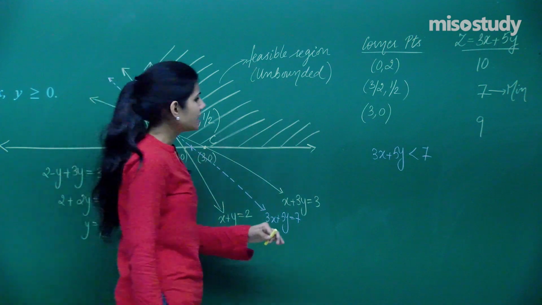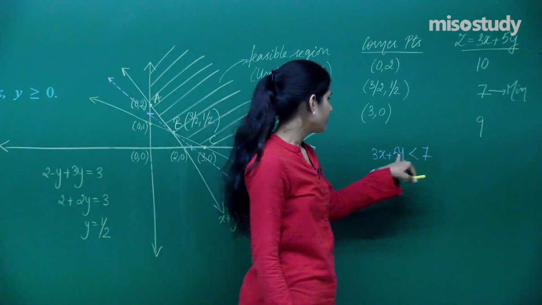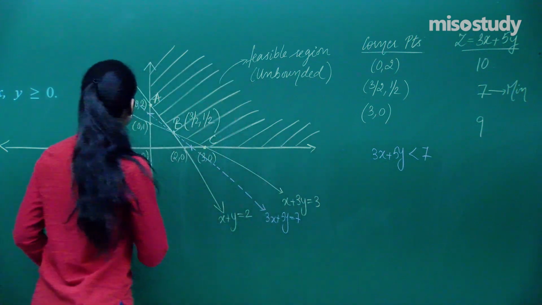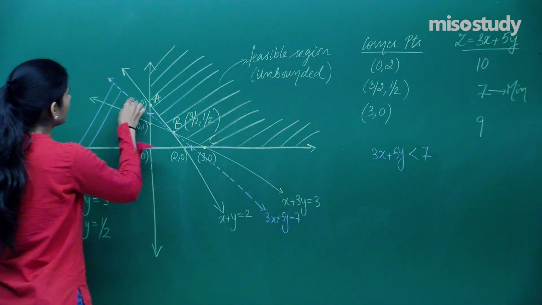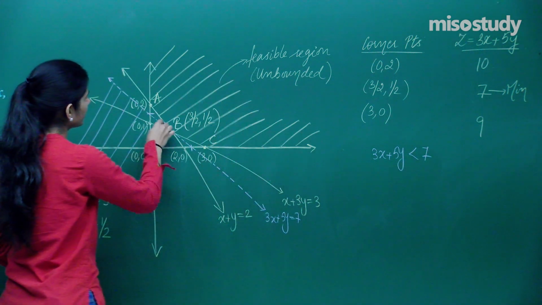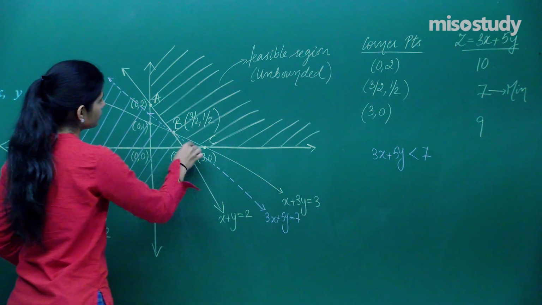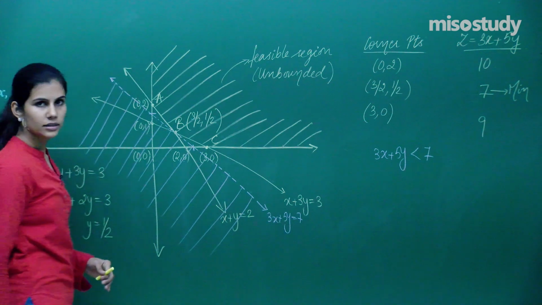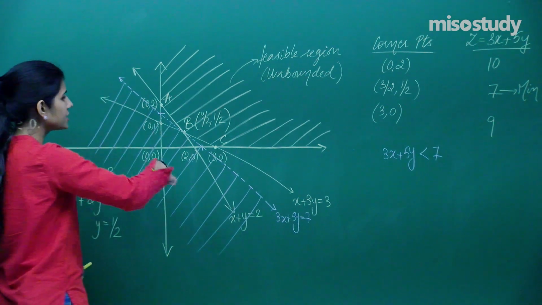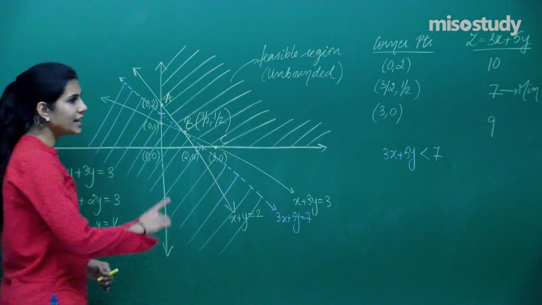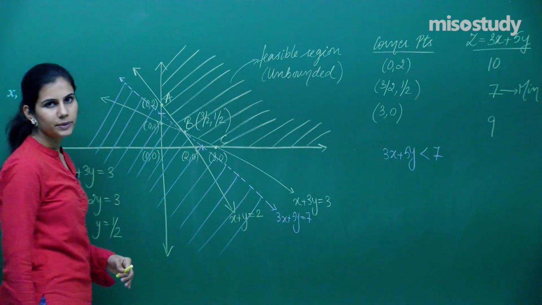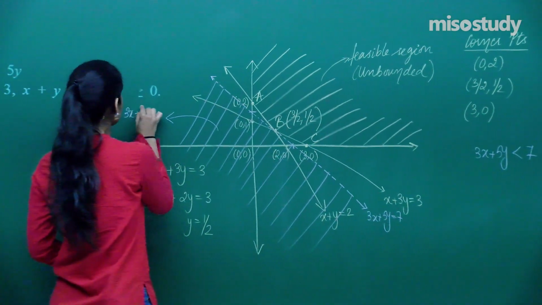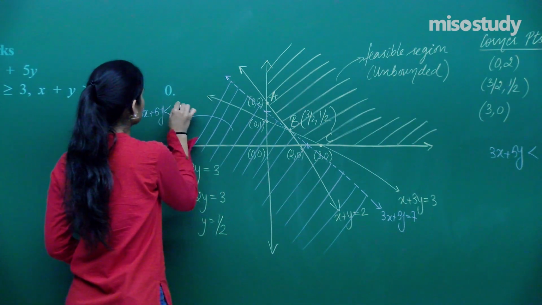What is the region represented by 3x plus 5y strictly less than 7? When you put x equals 0, y equals 0, you get 0 plus 0 less than 7. That means everything on this side of the line is the region represented by 3x plus 5y strictly less than 7. Fine. So only on this side of the line, not points on the line and not points on the other side of the line are in this region. This is the region represented by 3x plus 5y strictly less than 7.